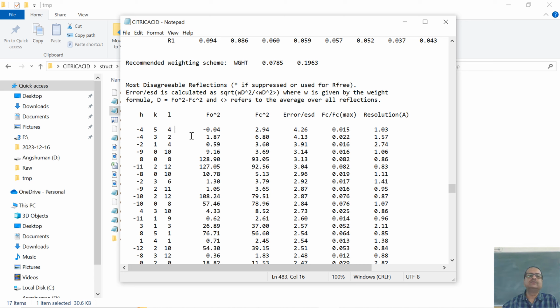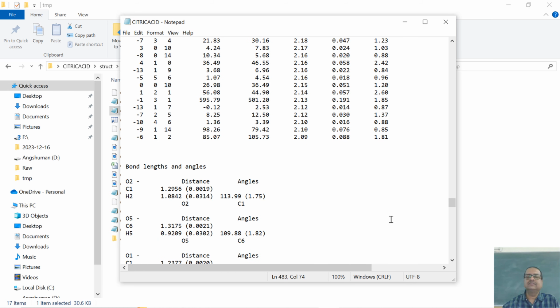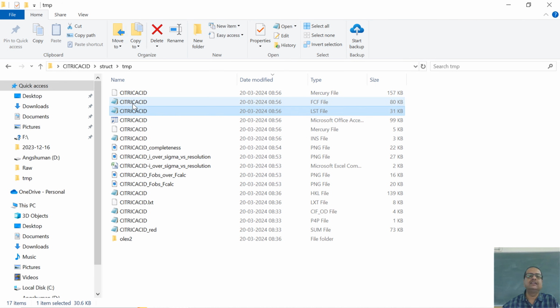So there it gives you some reflections where the error per standard deviation is this, and FC max is that. When this number is more than, say, 10, then one can think of removing such reflections. It tells you what the resolution of that reflection is. So at the moment, since nothing is very bad, we don't need to eliminate.